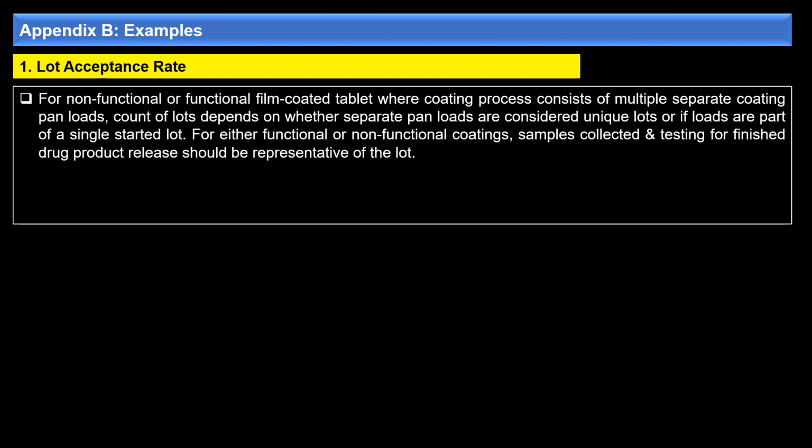Continuing with the lot acceptance rate, for non-functional or functional coated tablets where the coating process consists of multiple separate coating pan loads, the count of lots depends on whether separate pan loads are considered unique lots or whether the loads are part of a single started lot. For either functional or non-functional coatings, samples collected and tested for finished drug product release should be representative of the lot.